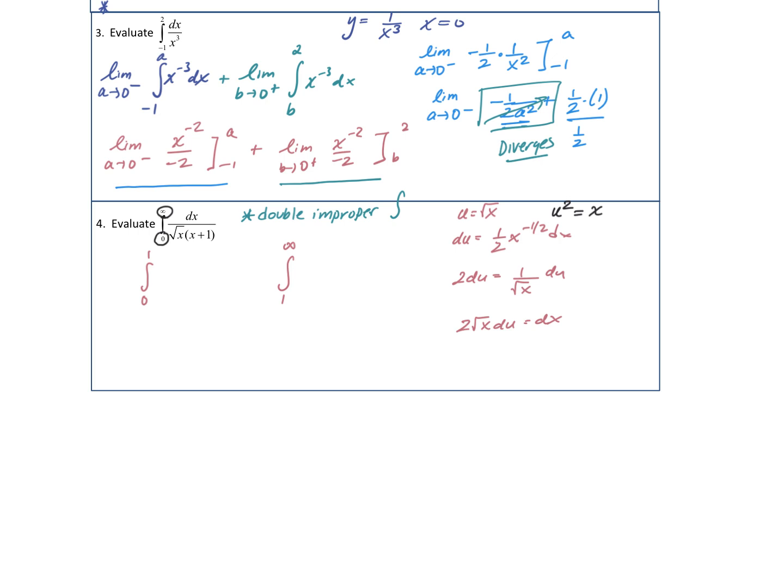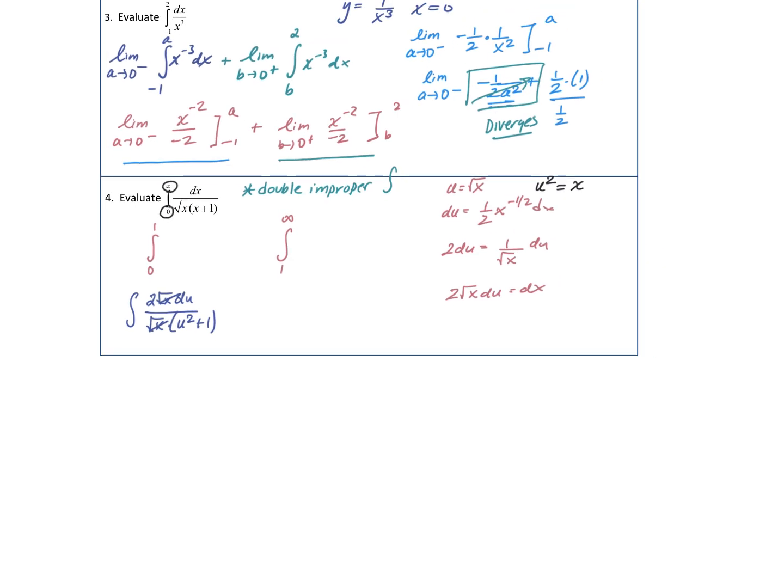So let's go ahead and do this. I'm going to do the first one. I'm going to keep this as dx, so it's 2 root x du over root x stays, and then x is u squared, so u squared plus 1. That cancels, that cancels. So this is an arctan, so we're going to get 2 arctan of u, but u is root x. So arctan of root x.